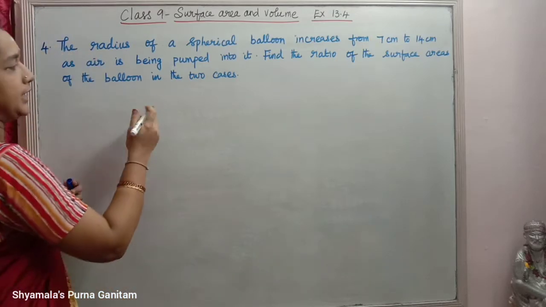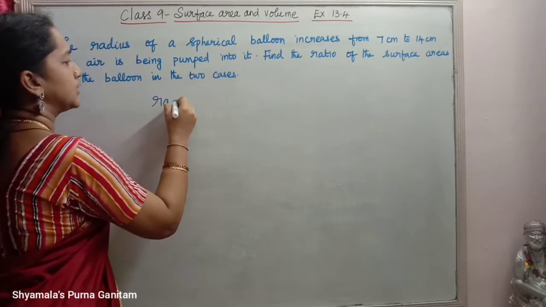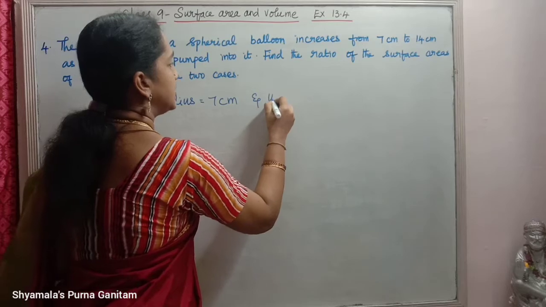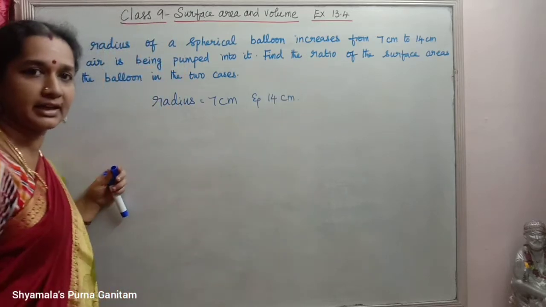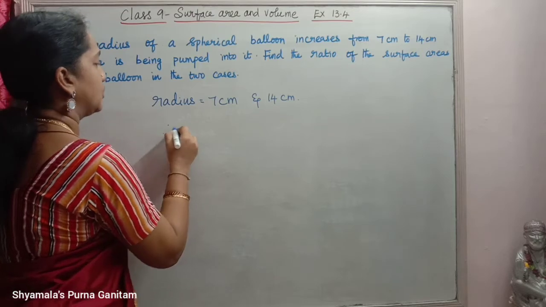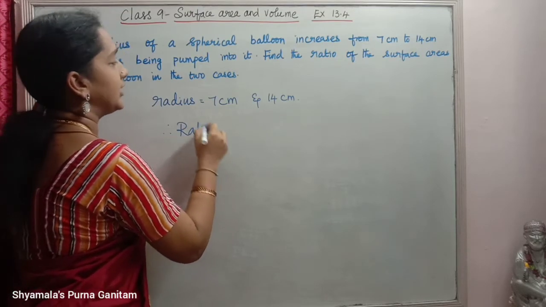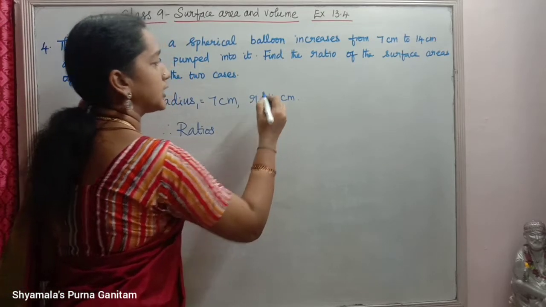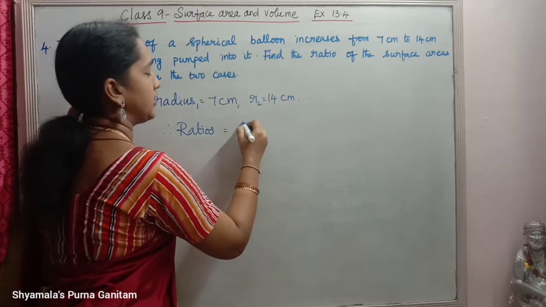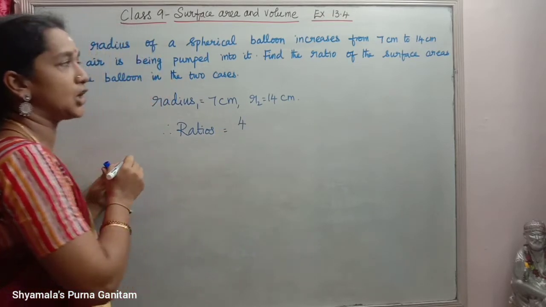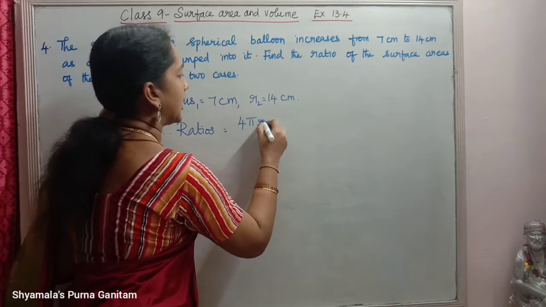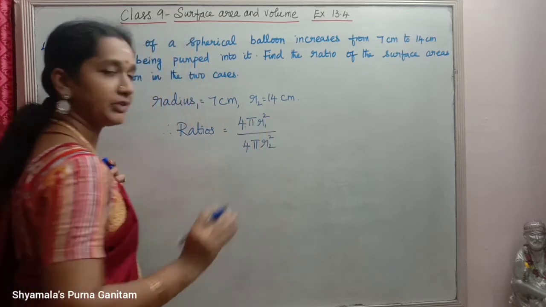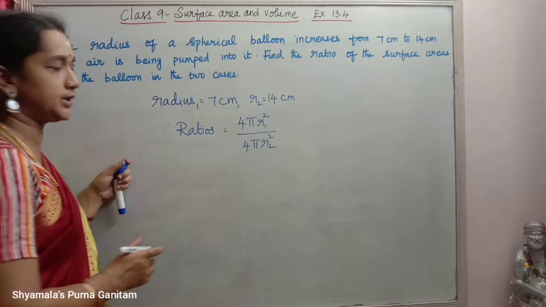Okay. So first we will take the radius as 7 centimeter and 14 centimeter, since we are asked to compare the ratios. So we will take the first radius as R1 and the second radius as R2, which is 14 centimeter. When we are comparing, since it is the surface area of the sphere, it is 4 pi R1 squared by 4 pi R2 squared. That's all. So this is the comparison of the two surface areas.